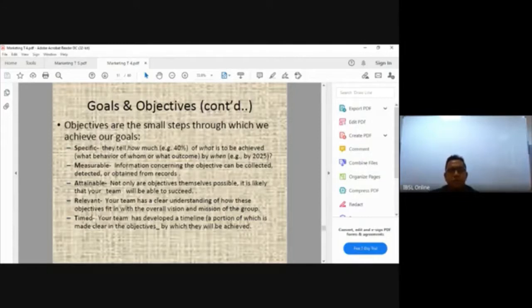So that's how you explain SMART objectives. Remember, the objectives will have to be in SMART form. It should be specific, measurable, attainable or achievable, relevant or realistic, and time bound.